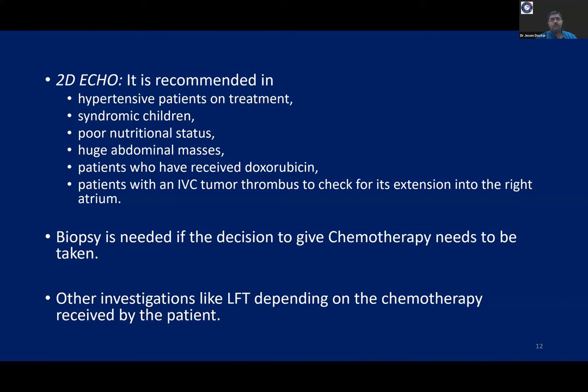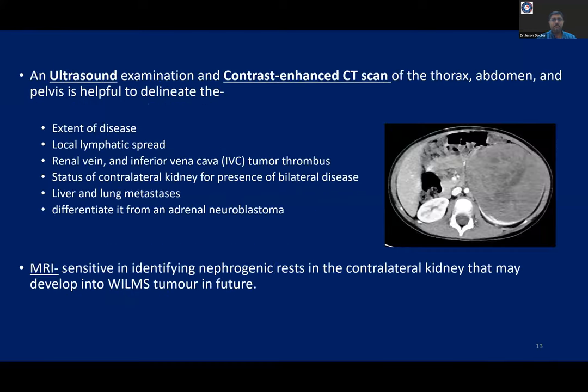Apart from this, if there is a decision to give chemotherapy, no medical oncologist will plan to give chemotherapy unless they have a biopsy proven diagnosis. So again, biopsy may be needed, but that is purely a surgical decision, okay? And other investigations like liver function tests may also be needed depending on what chemotherapy the patient has received. Apart from that, an ultrasound or contrast enhanced CT scan of the thorax is important for us as well, because that will tell us the extent of the disease, how huge the tumor is.